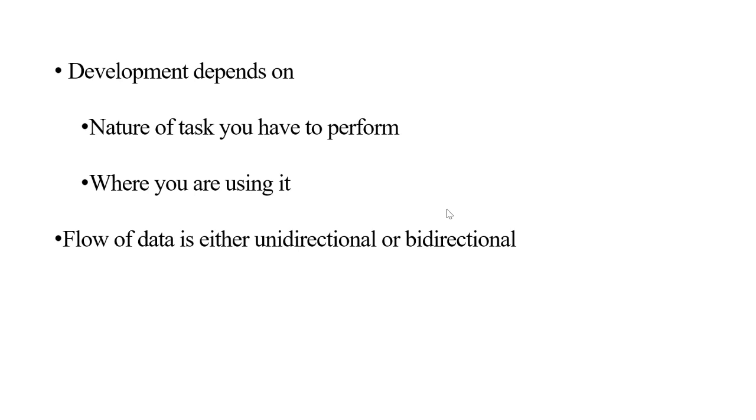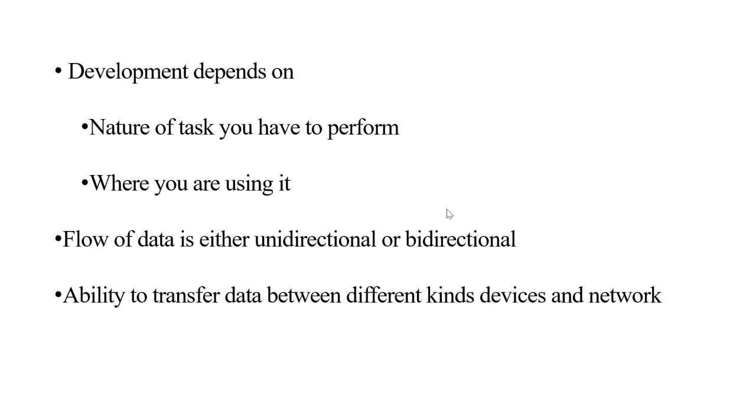And here in this hybrid topology, flow of data is either unidirectional or bidirectional. Unidirectional means one-way communication, that is, sender sends data and receiver receives data. And bidirectional means sender sends data, receiver receives data, and the receiver can also send data, the sender can also receive data, either at the same time or at different times. That is known as bidirectional flow of data or two-way communication, we can say.